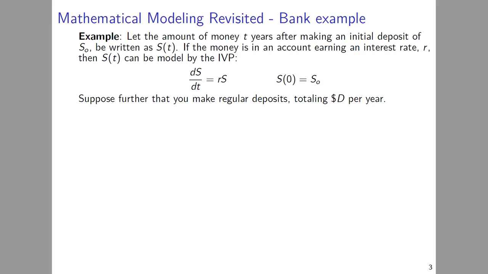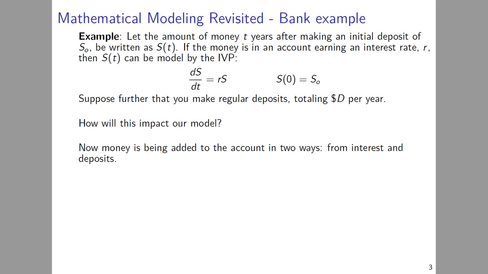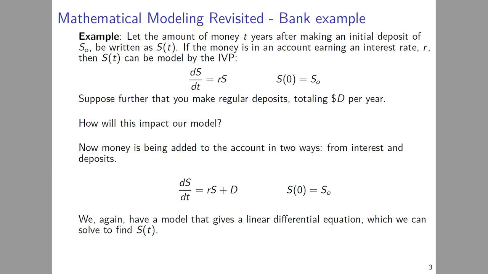Well, here we'll have a constant amount in our rate of change of d. So now money is being added to the account in two ways, from interest and deposits, giving us the new differential equation, dS/dt is equal to R times S plus d, where the initial amount S of 0 is still S naught. So we again have found a model that gives a linear differential equation, which we can solve to find S of t. Let's look at an example of that now.